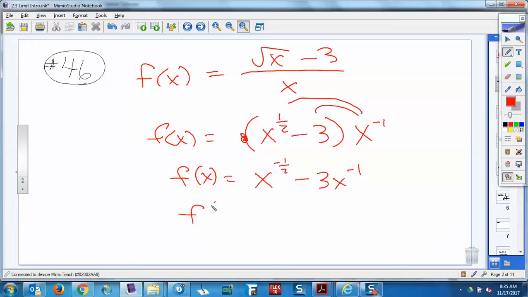Now I'm going to do f prime. Okay, so I bring down the -1/2. That'd be x to the -1/2 minus 1 would be -3/2. And then bring down that -1 and turn to a positive 3x to the, and then just stop right there. Just leave it just like that.